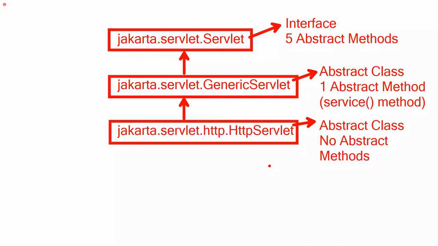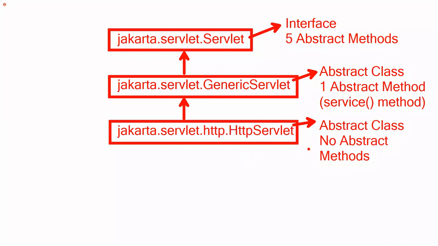But if you don't write any method, the program is successfully compiled, successfully executed, but no error, no output. Output also will not come. Here there is no abstract method. Here it is an abstract class, but no abstract method. Abstract methods are not there. Not compulsory to override any method. But if you don't write any method, error will not come, output will not come.